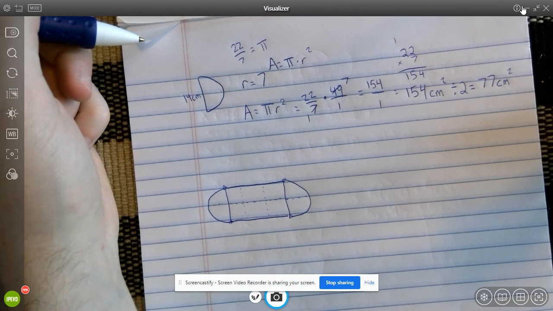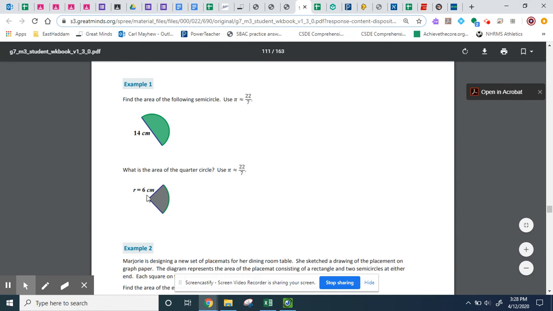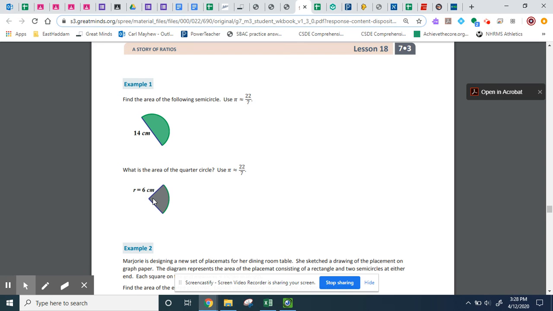Now we're not going to do the next example together, but if you look at the next example, it says it's a quarter circle. So we're still going to use the area formula there, pi r squared. It tells us the radius this time. But now, what number should we take our full area and divide it by? Hopefully you're saying that we're going to divide that area by 4 there.